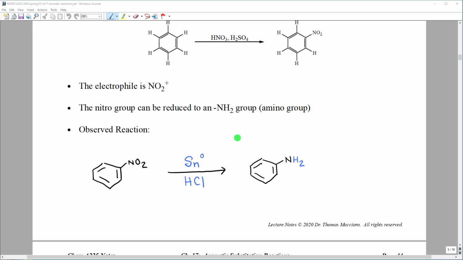This can be done using this observed reaction. We take an aromatic ring with an NO2 attached, and react it with tin metal, which we represent as Sn0, and hydrochloric acid. This replaces the two oxygens with hydrogens. Whenever you increase the number of bonds to hydrogens from an atom, you are generally reducing that atom. So therefore, we are doing a reduction on the nitro.